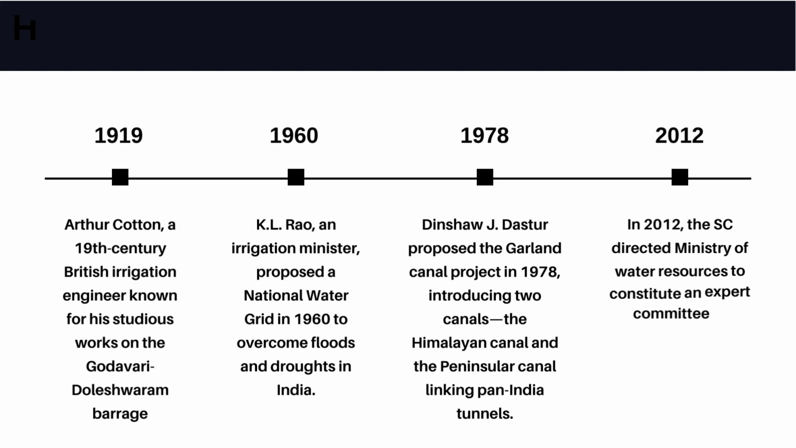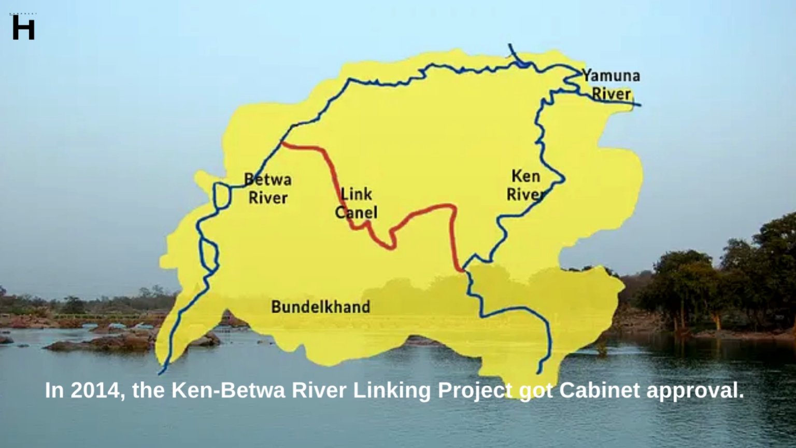In 2012, the Supreme Court directed Ministry of Water Resources to constitute an expert committee to pursue the matter with the government for interlinking of rivers. Finally, in 2014, the Ken-Betwa River Linking Project got cabinet approval. The steering committee of the Ken-Betwa Link Project held its third meeting in New Delhi recently.